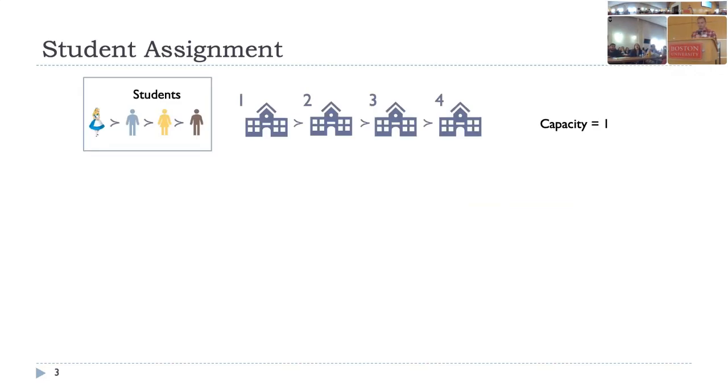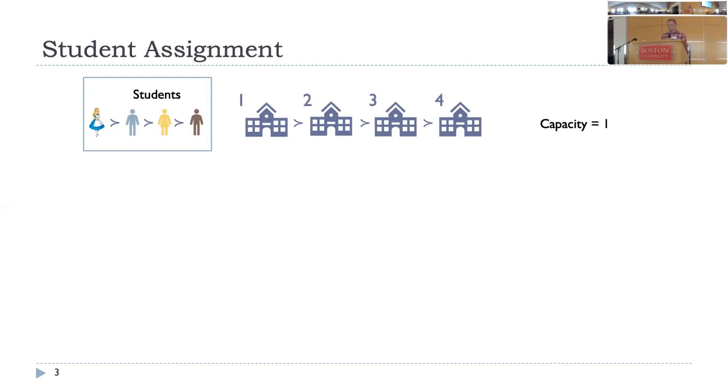Let's look at the task of student assignment. Say we have 4 students and 4 schools, and let's assume the students are part of some ranking. Maybe they're ranked by test scores, or by lotteries, or some combination of those, or other things. And let's also assume that the schools are ranked in the same way by every student. So you can think that maybe all the students agree on which one is the most popular school, the second most popular school, and so on. And for simplicity in this example, the capacity at each school is equal to 1. So we want to match one student to one school.